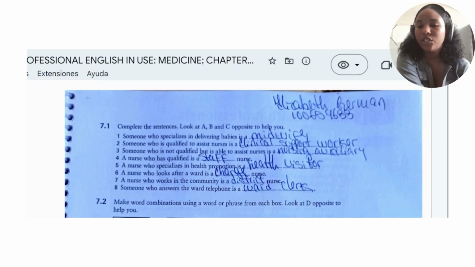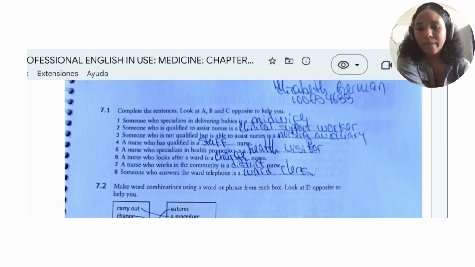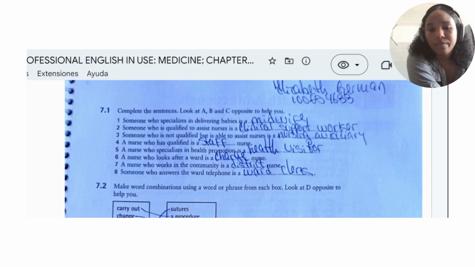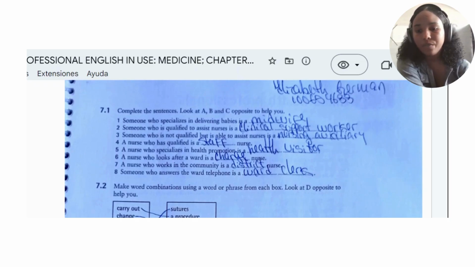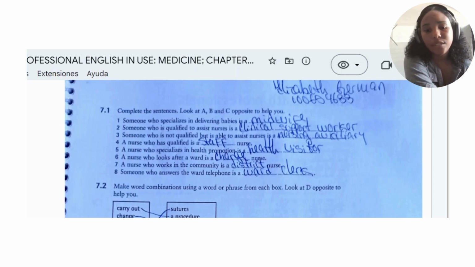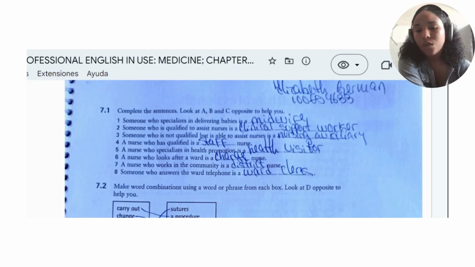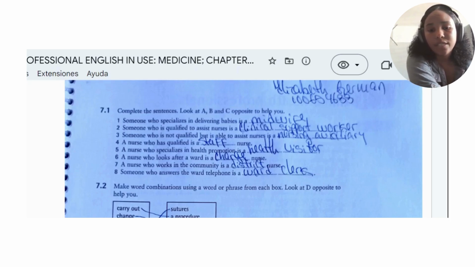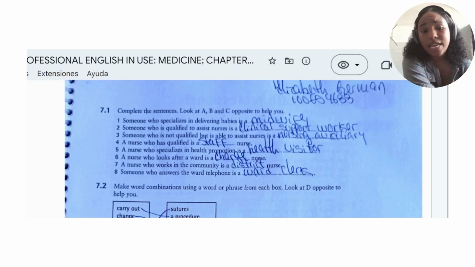Unit or Chapter 7. Complete the sentences. Someone who specializes in delivering babies is a midwife. Someone who is qualified to assist nurses is a clinical support worker. Someone who is not qualified but is able to assist nurses is a nursing auxiliary. A nurse who has qualified is a staff nurse.